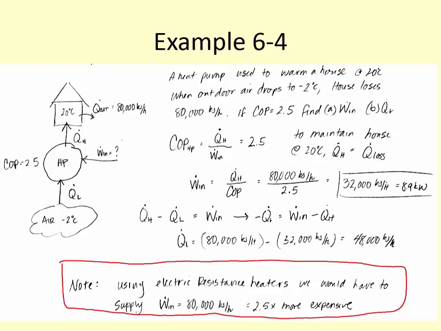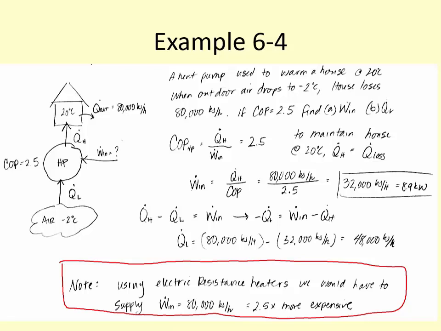So we find that value: 80,000 kilojoules per hour divided by 2.5 is equal to 32,000 kilojoules per hour. And if we want to know it in terms of kilowatts, we divide through by 3,600 seconds per hour, and we get 8.9 kilowatts. So W dot in is 8.9 kilowatts.